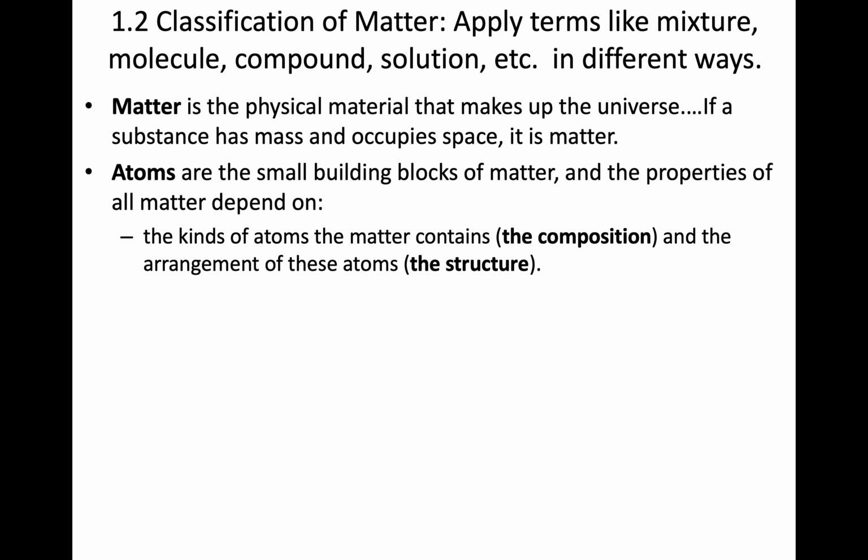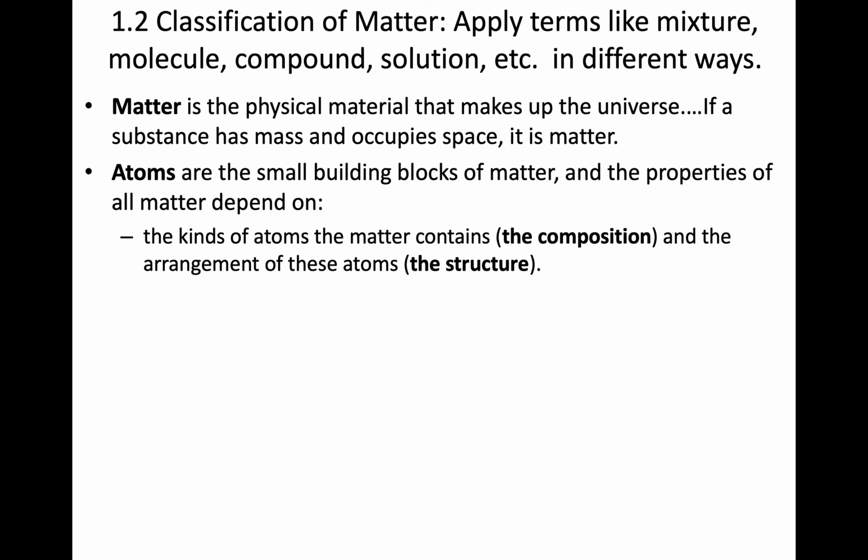So classification of matter. Matter is the physical material that makes up the universe. If something has mass and occupies space, it's matter. You're probably familiar with atoms as the smallest building blocks of matter. When we're looking at the properties of matter, we're going to find that it depends on the type of matter that is present, the atoms that are present, the composition, and then also how those are arranged, the structure. Properties depend both on how the atoms are arranged and which atoms are there in the first place.